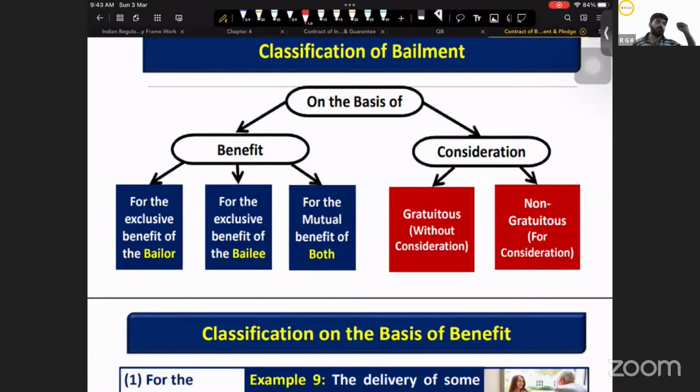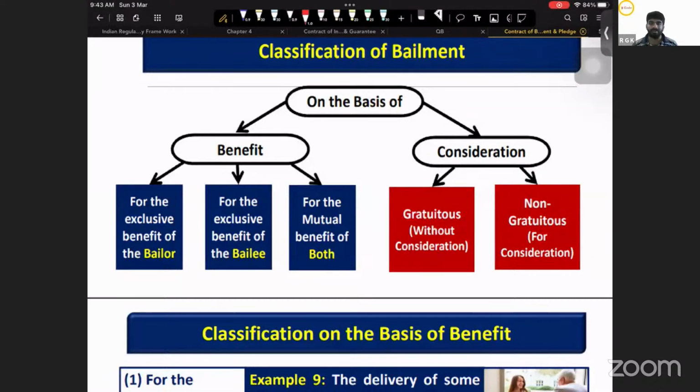Where for the purpose of bailment you are getting the consideration, you bail out your goods and you are getting consideration for that. Zoom car example I gave. The car is given to a customer. The customer will pay the rent for that. It is called as non-gratuitous bailment. When the goods are bailed for some consideration, it is called as non-gratuitous bailment.